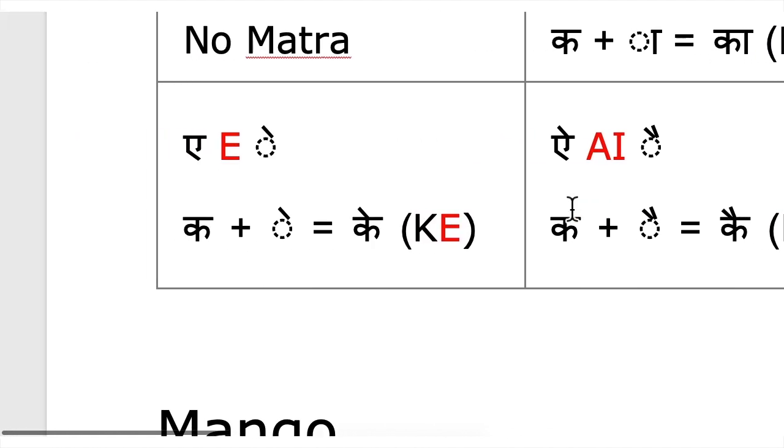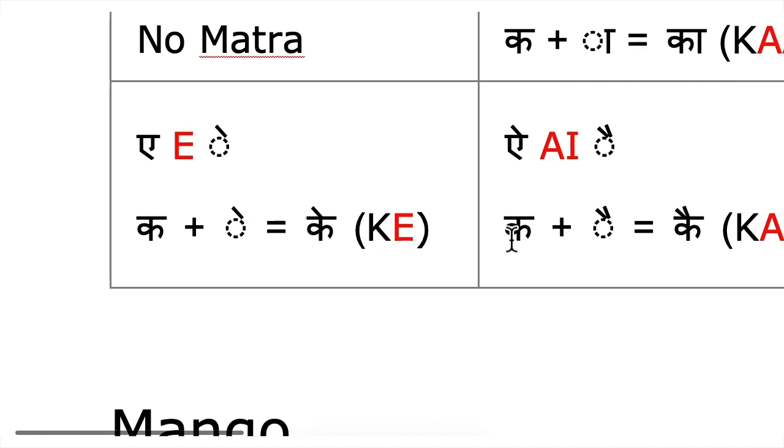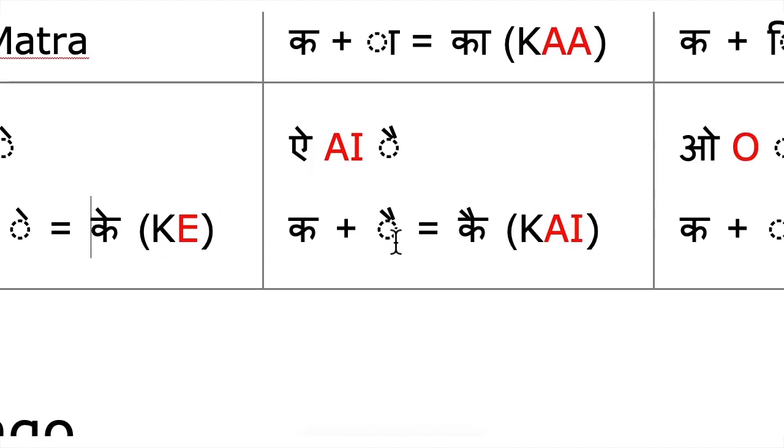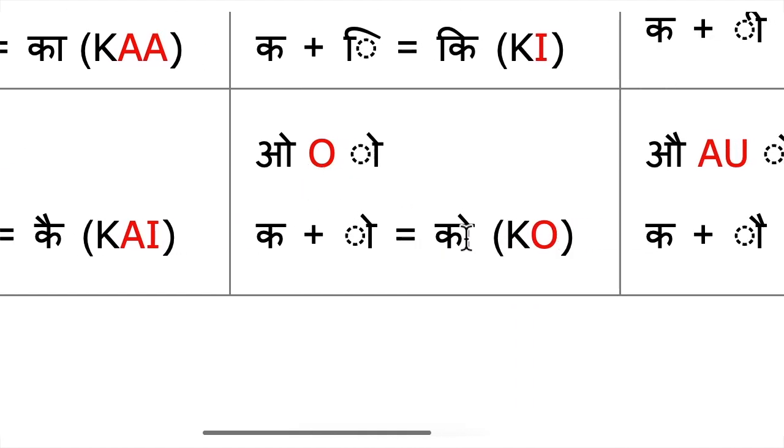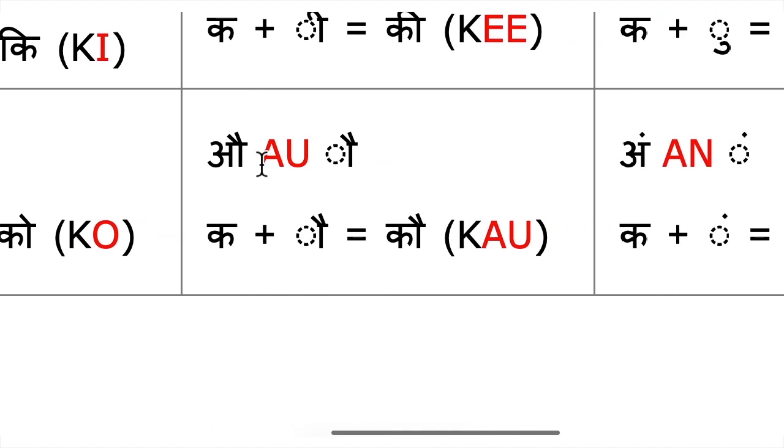Now e matra looks like this, and after ka we can pronounce e, so it becomes ke, and ke is the spelling. Ai, so after ka, ai matra will be kai, k a i, kai. O matra will become like o, ko. Okay, au, cow, au will be added after k.